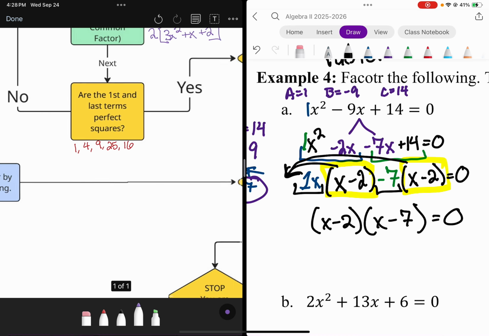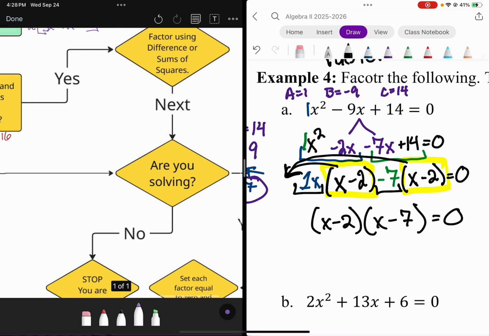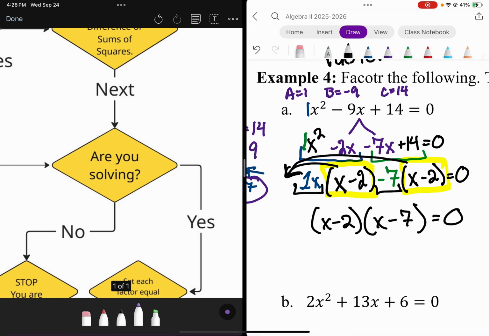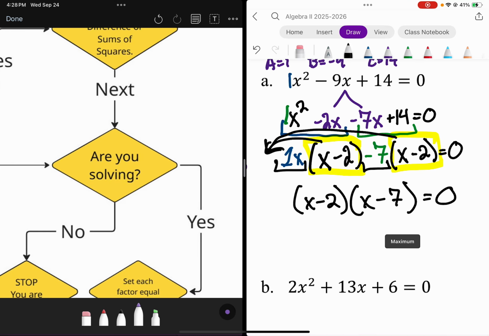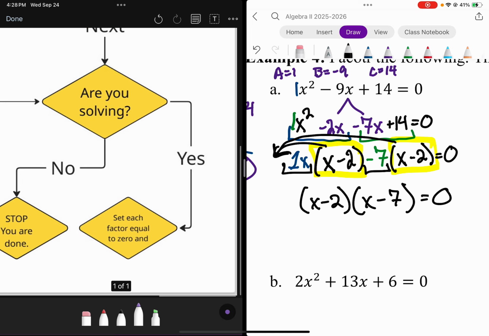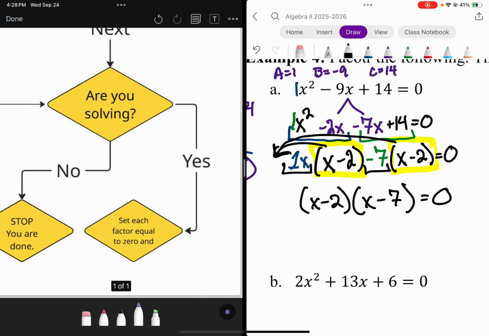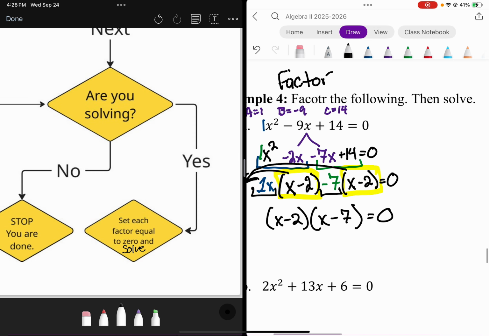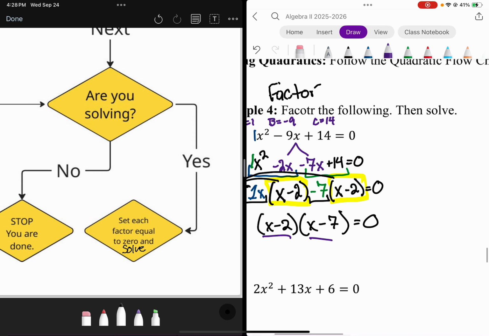Then the next thing you are going to look on this flow chart is, are you solving? And the directions were factor, then solve. So looking at this, yes, we are solving. So we need to set each factor equal to 0 and solve. Sorry, that solve got cut off here. So now each set of parentheses, that is a factor. We're going to set both of them equal to 0. So x minus 2 equals 0 and x minus 7 equals 0.